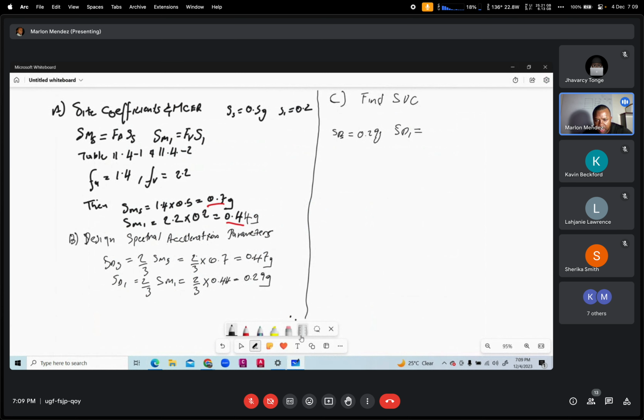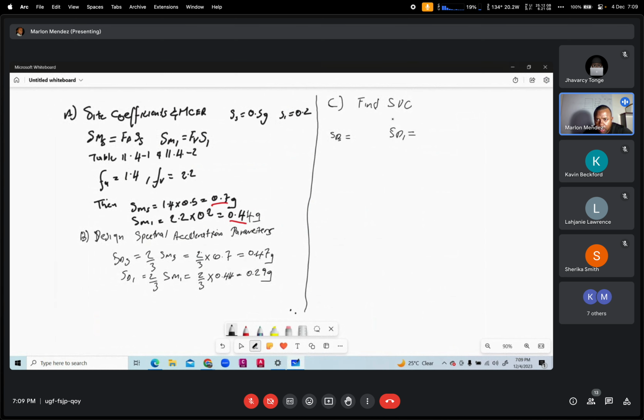So let me erase that. SDS is 0.47, and SD1 is 0.29 g. All right, so we are clear. So this gives you a seismic design category of D. Okay, then the next thing, which is D.